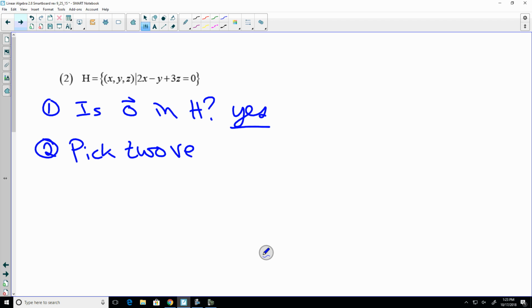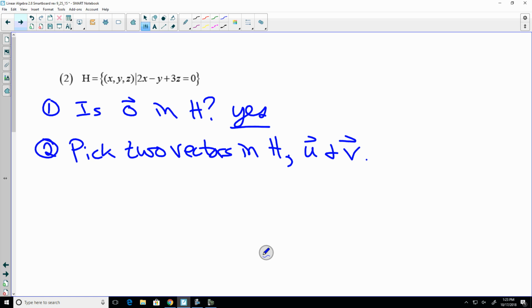So we're going to pick two vectors in H. They have to be arbitrary. They have to be general vectors. You can't pick one example, you can't pick two examples. You have to pick any two vectors that are solutions. So we're just going to give them names. Let's call them U and V. Okay. So we're going to pick any two solutions to this.